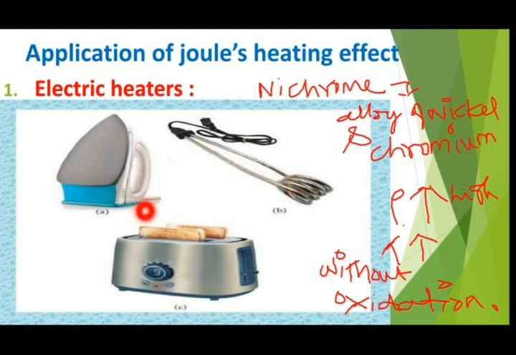So in these appliances, nichrome, which is an alloy of nickel and chromium, is used as the heating element for the following reasons. High resistivity, that is, it has high specific resistance. It has a high melting point and it is not easily oxidised.